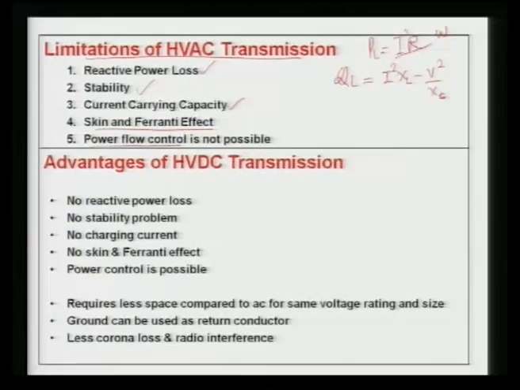So, the total sum of this is treated as the reactive power loss. And this concept is only happening in HVAC, because this X component that is here occurs only in AC. In the DC, only the resistance is there. So, this reactive power loss has no impact, because it does not exist at all in the HVDC transmission system.